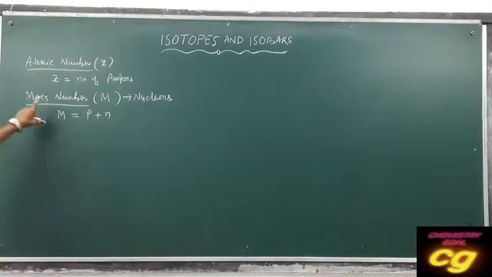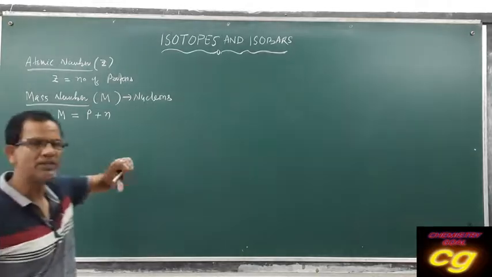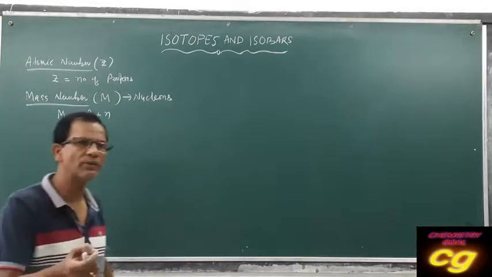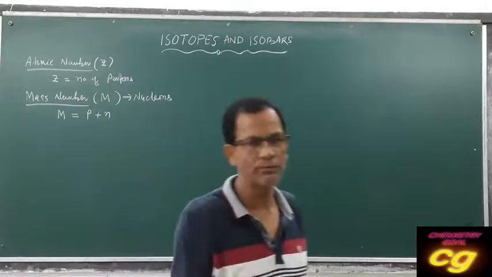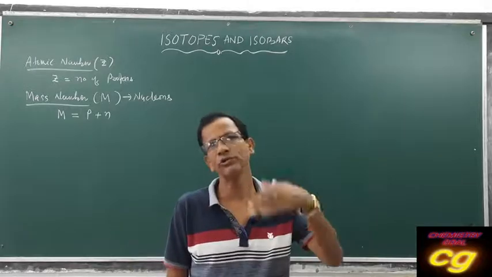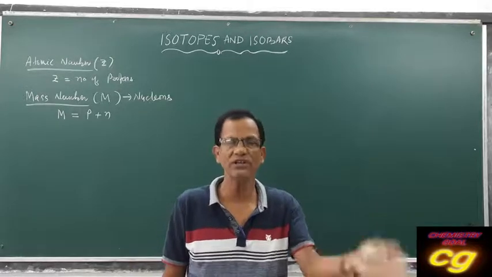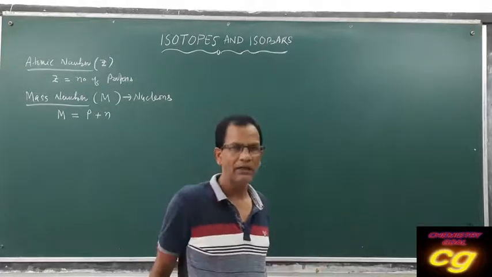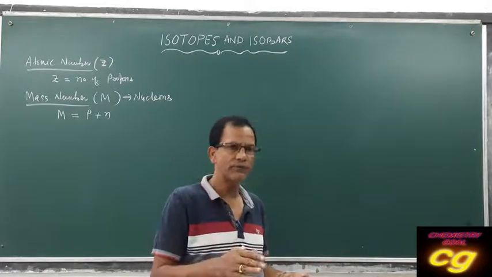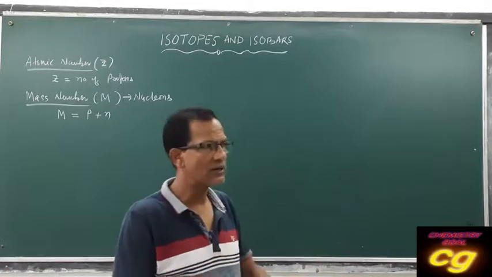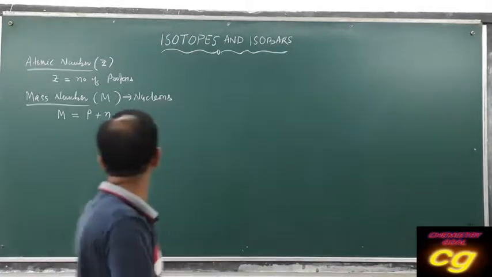So how is the atom represented? Having atomic number and mass number. Every atom has some atomic number and mass number. That means it has some protons, and some protons plus neutrons inside the nucleus. Some nuclear part and an extra nuclear part. Extra nuclear part is your electrons, and the nuclear part is your protons and neutrons.